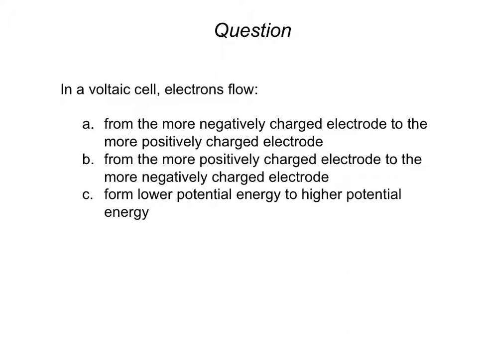Okay, so what is the correct answer here? In a voltaic cell, electrons flow from what to what? From the negatively charged electrode to the more positively charged electrode. Again, this is from the anode to the cathode. The anode had the negative charge because it had a larger charge buildup, a higher potential energy initially than the cathode.